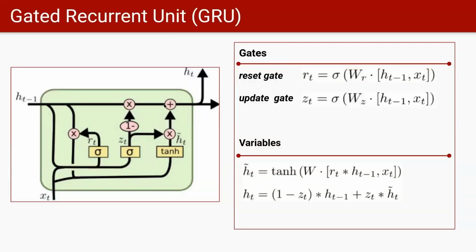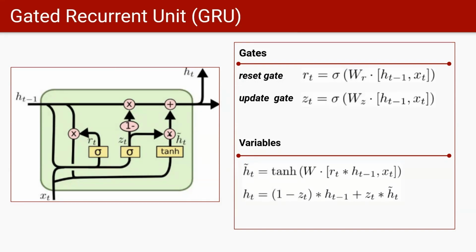Now let's discuss another variant of the RNN, which is called gated recurrent unit, or GRU. This has a simpler structure compared to LSTM and allows for fewer computations. In contrast to LSTM, which has three gates, a GRU has just two gates called the reset and update gate. It also has fewer variables to be computed compared to the LSTM, so we expect the training time using GRU to be lower than that of LSTM.